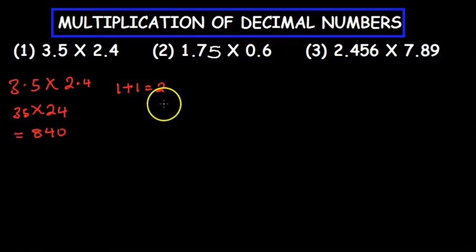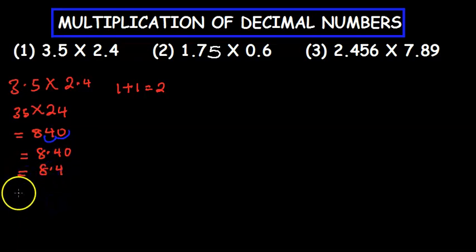Since we have 2 decimal places and we are asked to count from the right hand side, this is going to be 1, 2. Then we are going to place our point here. Then the final answer is going to be 8.40, which is the same thing as writing 8.4. In this case, 3.5 multiplied by 2.4 is simply going to be 8.4.